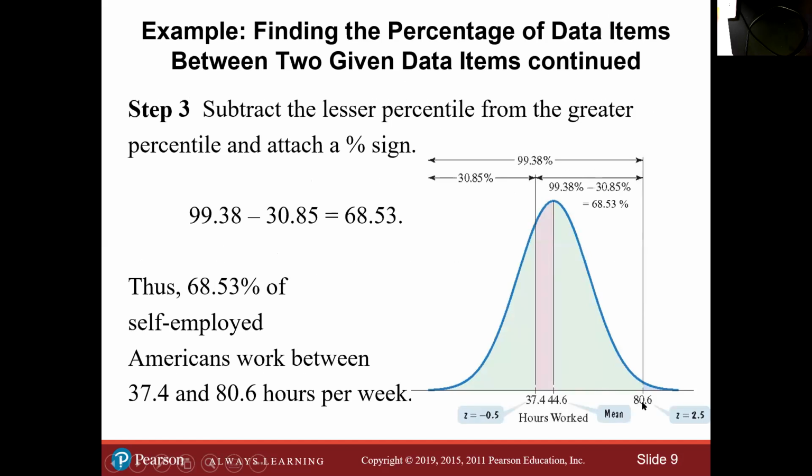This 80.6 hours is pretty high. 99.38% of people work less than 80.6, which makes sense. That's a lot of hours. 30.85% work less than 37.4 hours. So if we subtract those two results, that'll give us the area in between, which is 68.53, which means 68.53% work between 37.4 and 80.6 hours.